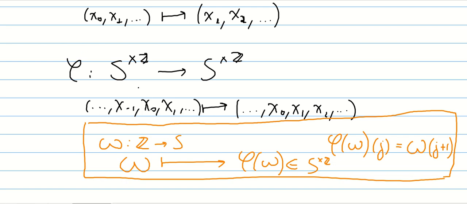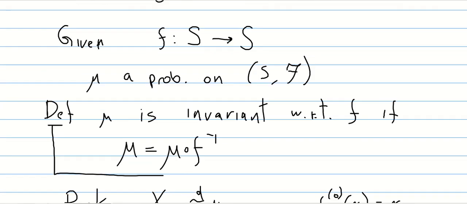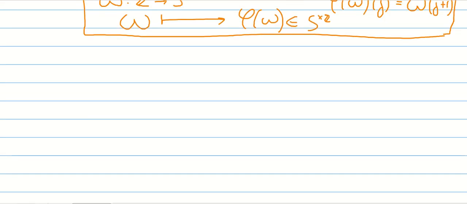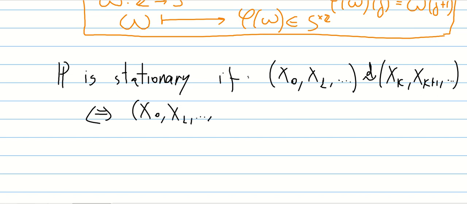We can now talk about what we said before about being stationary in terms of this shift function. So what do I mean by that? We mentioned before that P is stationary if x0, x1, and so on have the same distribution as xk, xk plus 1, and so on. This is of course equivalent to x0, x1, and so on having the same distribution as x1, x2, and so on. So this before was for every k.